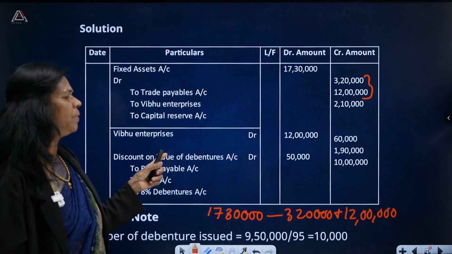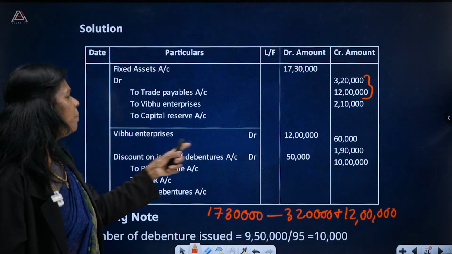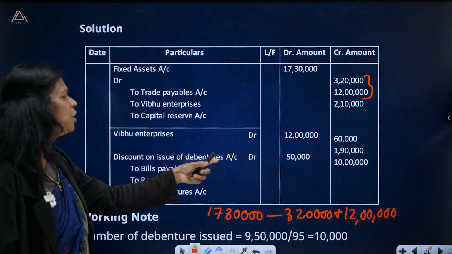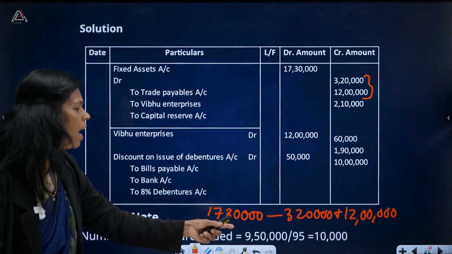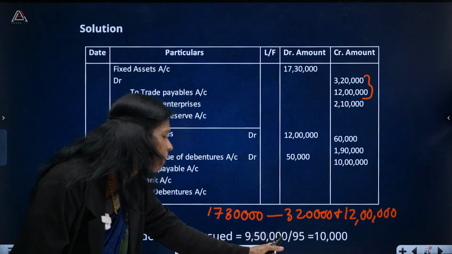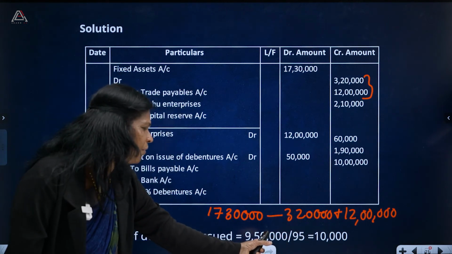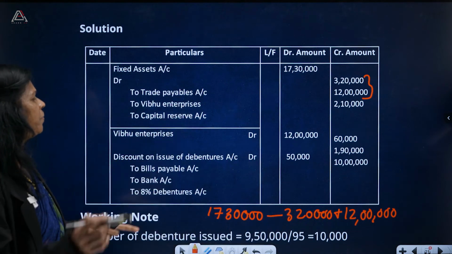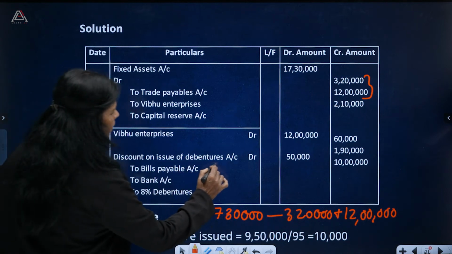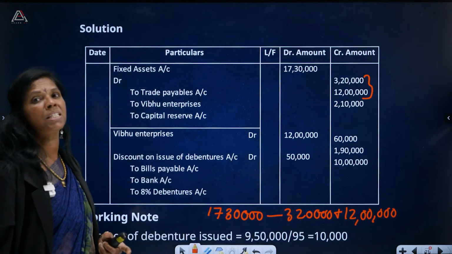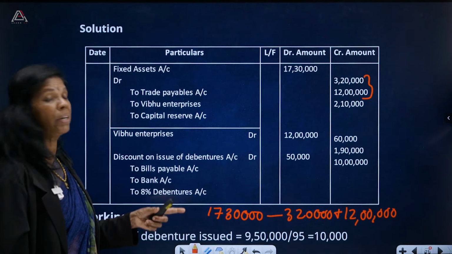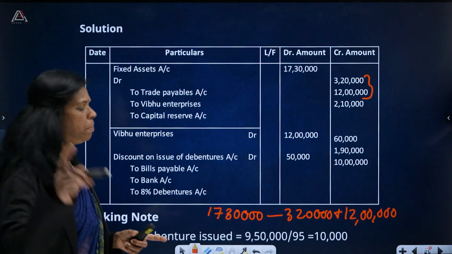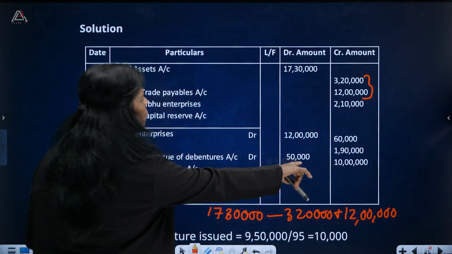The next one, while making payment, Vibhu Enterprises Limited 12 lakh. Then discount on issue of debentures 50,000. Have you understood how that 50,000 came? Then the number of debentures we have to issue, 9,50,000 divided by 95, that is 10,000. 10,000 into 5, that is 50,000. That is discount. Number of debentures to be issued 10,000. Then discount is 5%. 10,000 into 5 is 50,000.